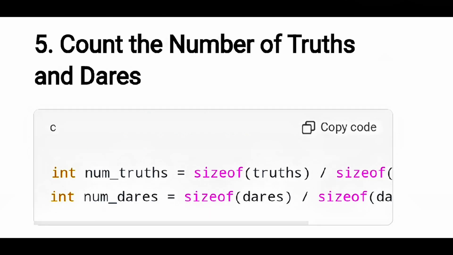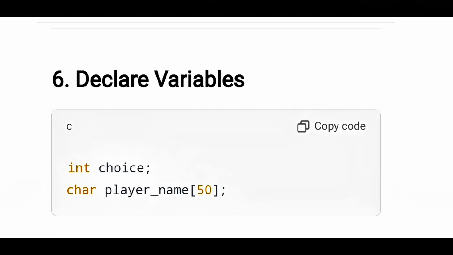Fifth one is to count the number of truths and dares. To calculate how many truths and dares are in our list, we use the sizeof operator, and this helps us randomly choose one later. Sixth one is to declare the variables.